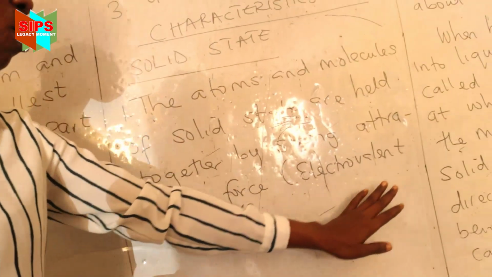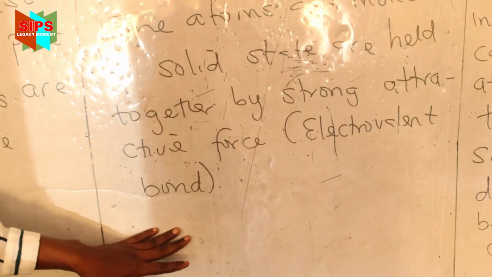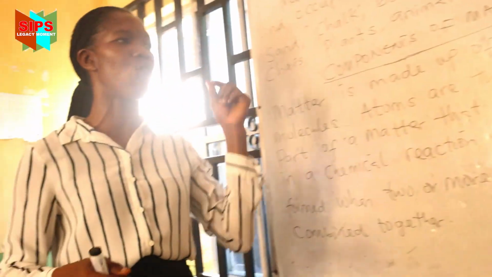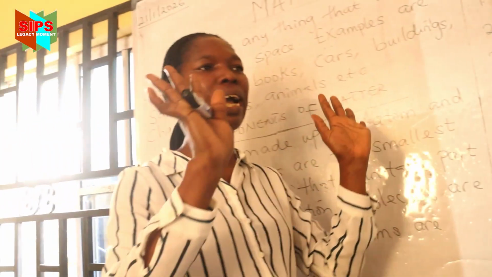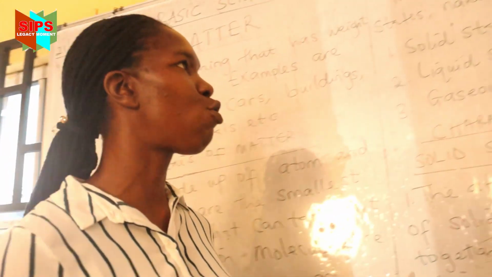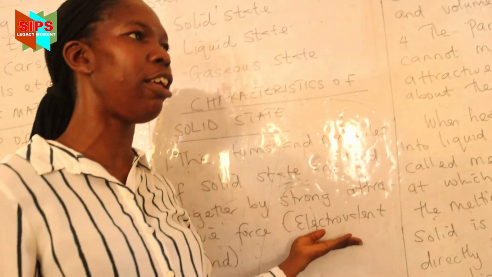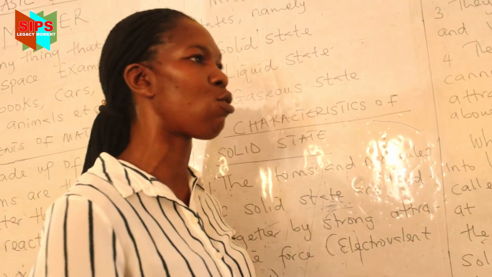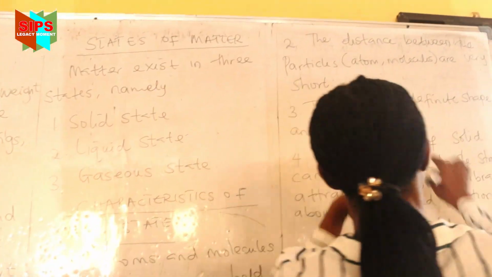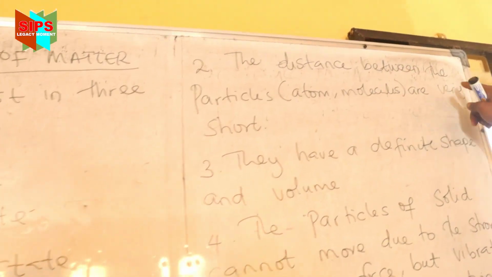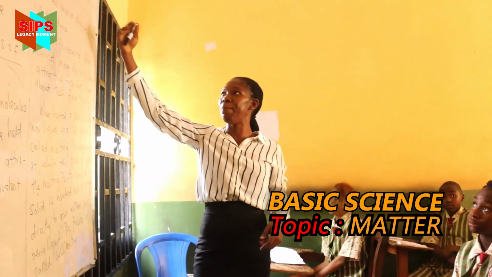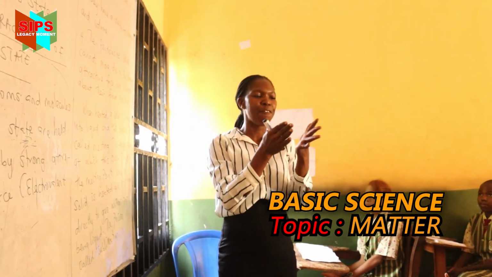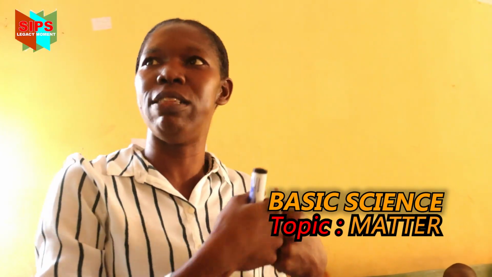This kind of bond is called electrovalent bond. The bonds that link atoms and molecules of solids are called electrovalent bonds, and they are the strongest kind of bond that can keep atoms together. Number two, because of this strong force existing between the atoms of solid states, the distance between the particles, that's the atoms and molecules that make up solid state, is very short. So they are closely held together because the force is strong enough to keep them all bound together.